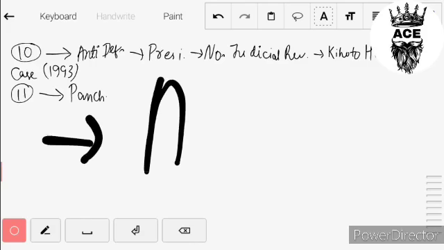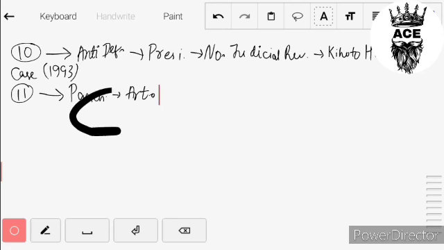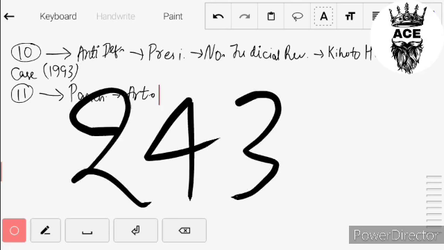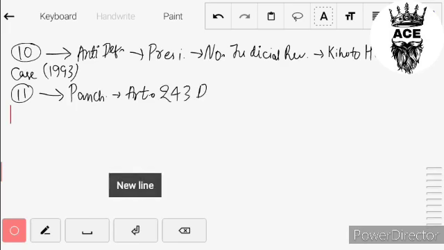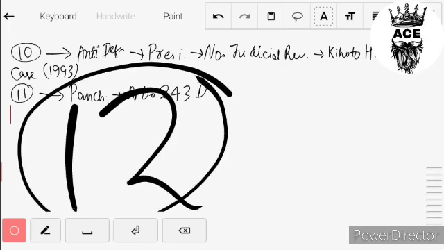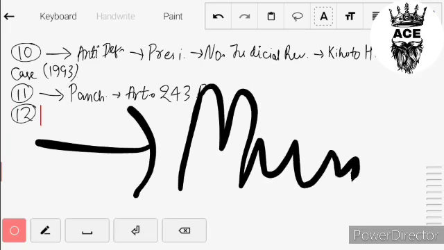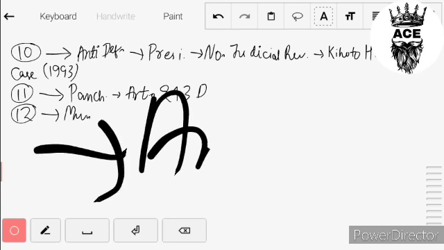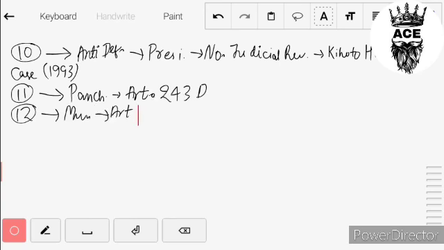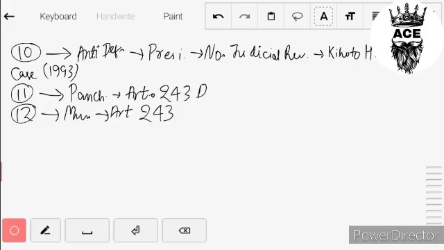So the article is, which article comprises of that? The article number 243D. So 243D is there, and schedule number 12, the last schedule, which is of the municipality. So municipalities are there. So this comprises under the article number which? 243 is there. Okay, but the trap would be created by 243.